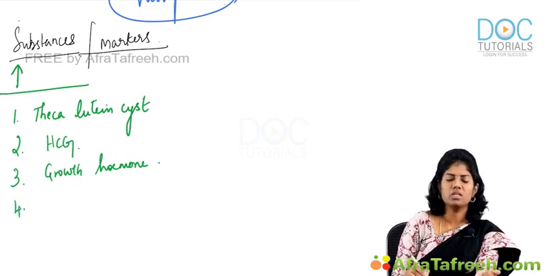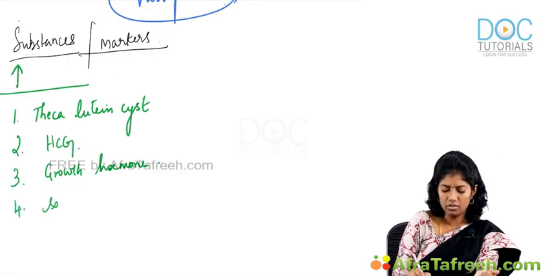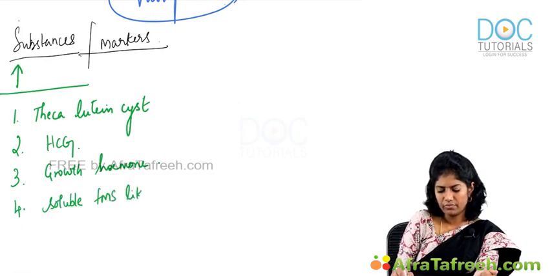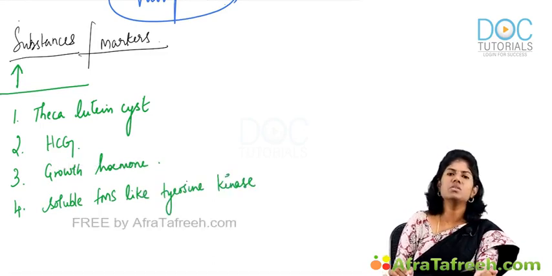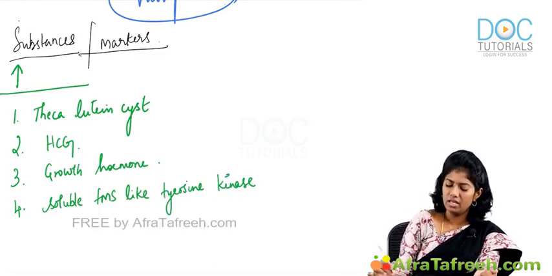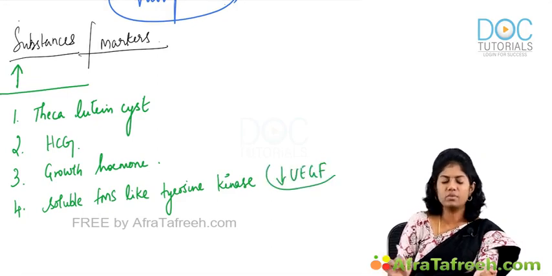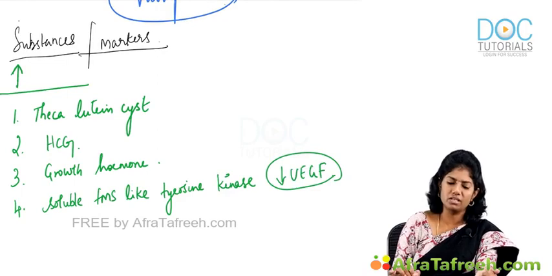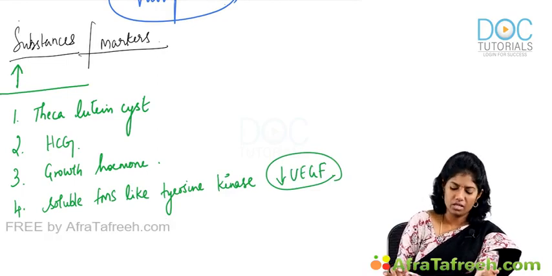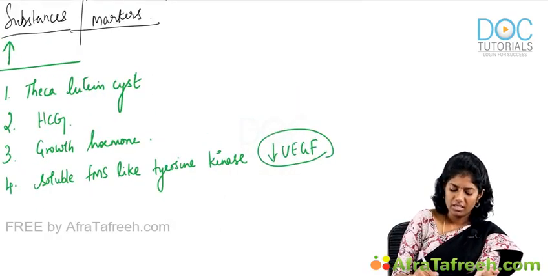Next is a very important substance called soluble FMS like tyrosine kinase. What does it do, the soluble FMS like tyrosine kinase? It decreases the VEGF levels. Soluble FMS like tyrosine kinase decreases the VEGF levels and therefore acts as a very important marker of preeclampsia. Next is leptin.